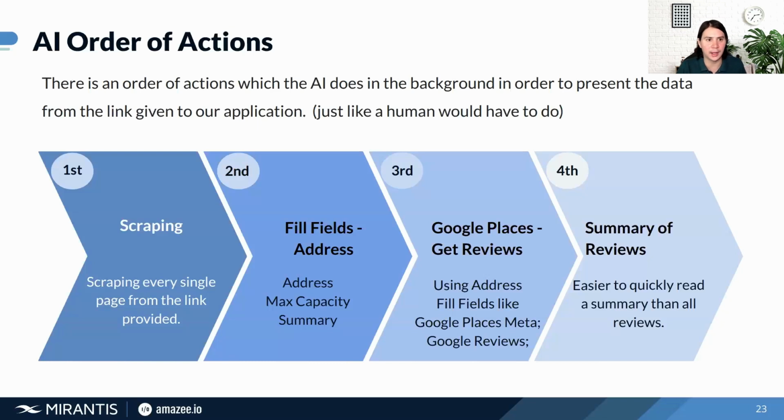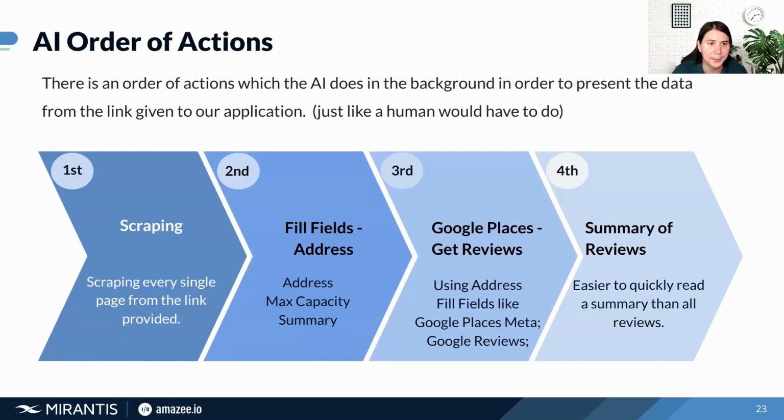But to show you one example of the AI order of actions, the first thing that is not using AI is a scraping service that will take the link we provided that you saw earlier, go to that website and scrape a single page from the link provided. But it's got loads of settings, so you can ignore certain pages, you can go 2 or 3 pages deep, etc. You can pull all of that unstructured information.